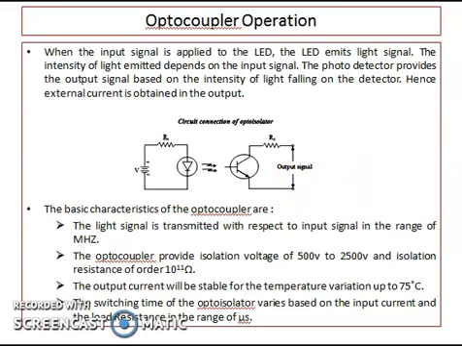The basic characteristics of an opto-coupler are: the light signal is transmitted with respect to the input signal in the frequency range of megahertz. The opto-coupler provides an isolation voltage of 500 volts to 2500 volts and isolation resistance in the order of 10 power 11 ohms. The output current will be stable for temperature variations up to 75 degrees Celsius, so the opto-coupler can operate up to a temperature of 75 degrees Celsius. The switching time of the opto-isolator depends on the input current and the load resistance, and it may be in the range of microseconds.